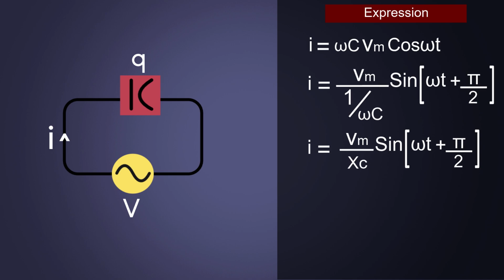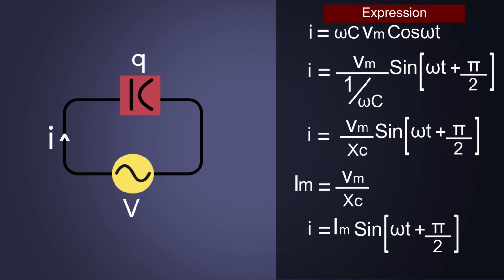The value of current will be maximum when the expression sin of omega t plus pi by 2 equals 1. Therefore, the value of maximum current Im will be given as Im equals Vm by Xc. Substituting the value of Im in the equation, we will get I equals Im sin omega t plus pi by 2.